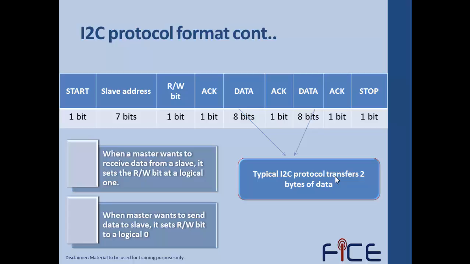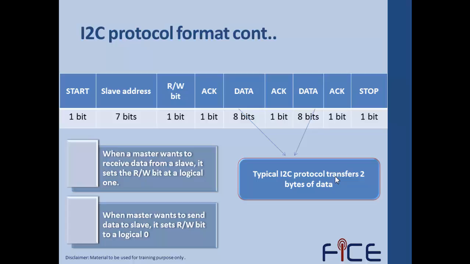Once the master device receives an acknowledgement signal from the slave device, it sends the first byte of data, and once the byte has been transferred successfully, the slave device again generates an acknowledgement signal saying that the data has been received successfully.